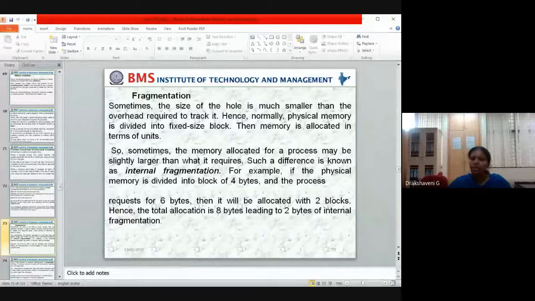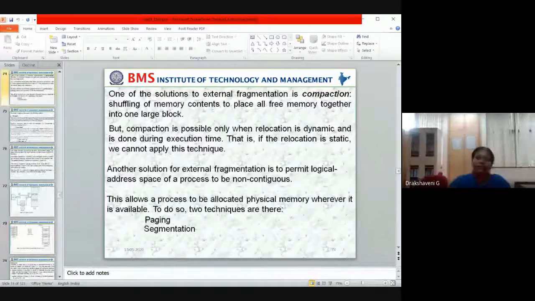We have given 8 for 6. The 2 more is extra, and it is not used. So this also has a disadvantage. This is the problem of internal fragmentation. Then it will be allocated with 2 blocks. Hence, the total allocation is 8 bytes, leading to 2 bytes of internal fragmentation.